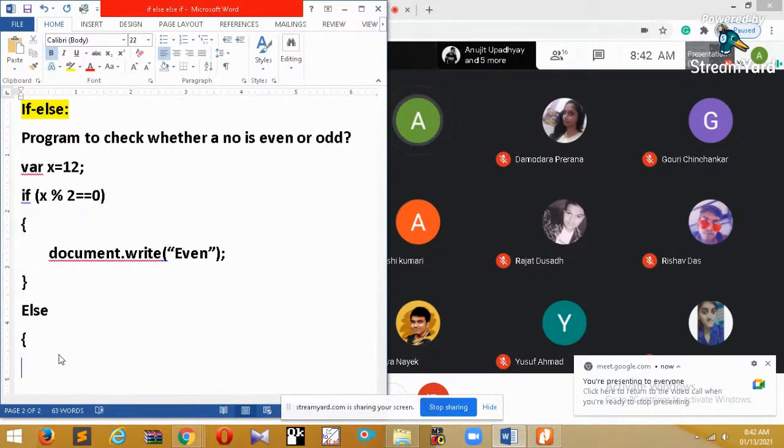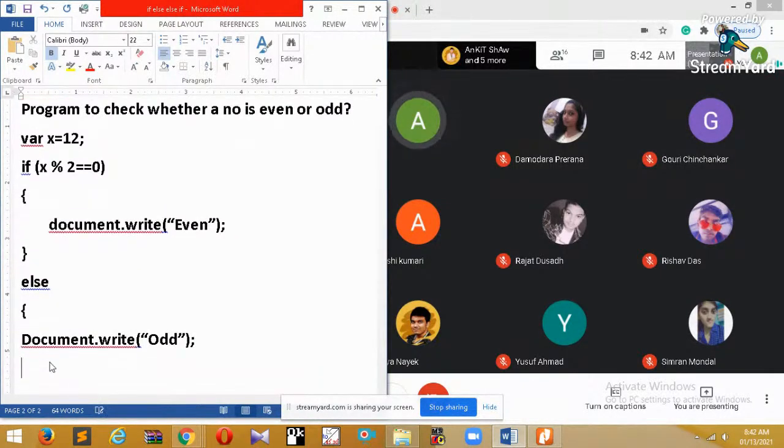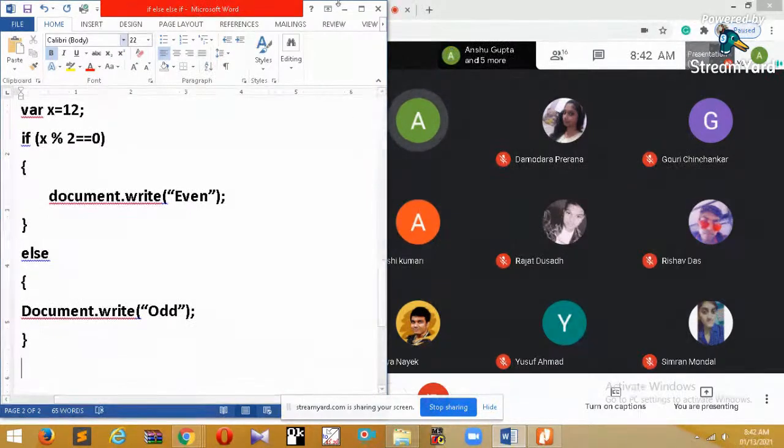Obviously, because of the word processor, it is changing to the capital version, but it should be in small letters. Document.write, and within that we will write odd. So this is one simple question regarding if else. Let us do a few more questions.